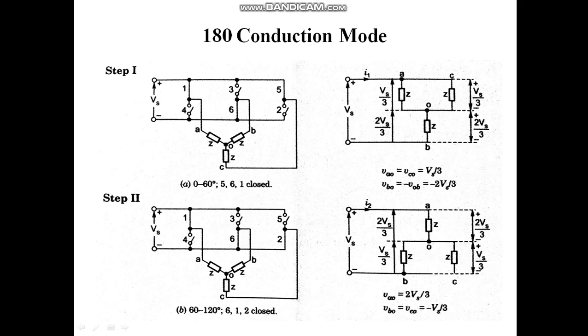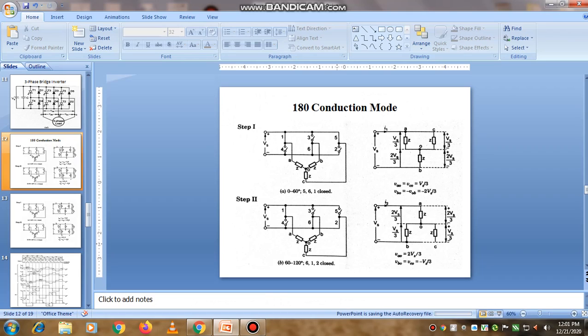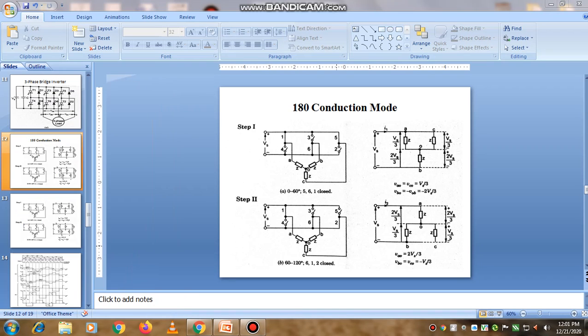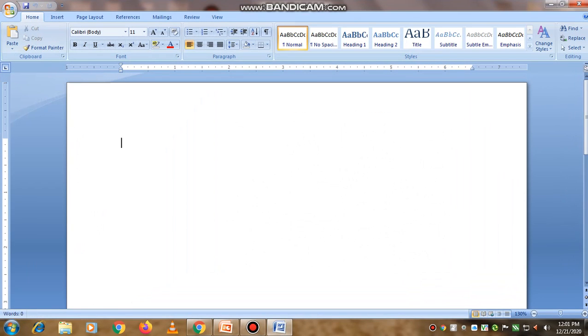One thing to remember: what is the main current I1? I1 is voltage divided by resistance. Voltage is Vs, divided by this resistance, which is 3Z by 2, so the 2 will go on the upper side. Just a second, I will take a Word file to explain.